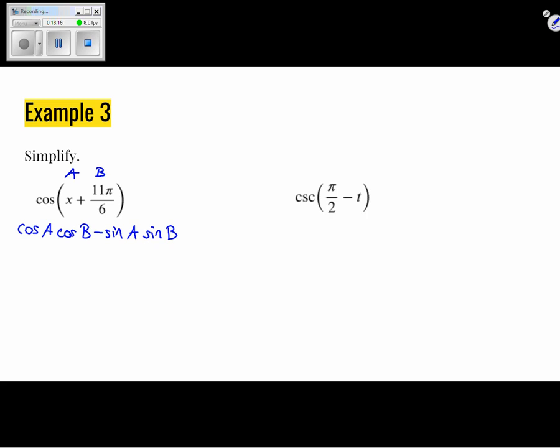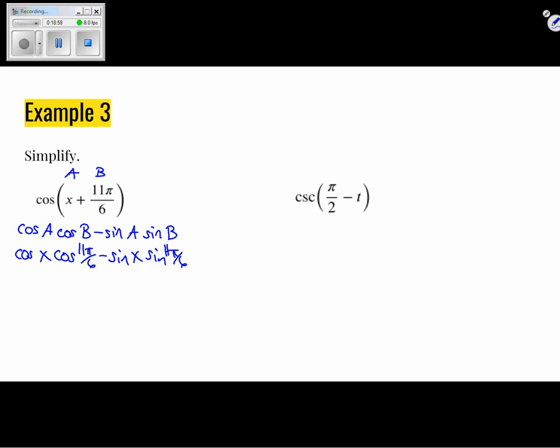Now, these aren't going to be that bad. These aren't going to clean up a lot, but I like them because we're getting into some of our values. Cosine of A is simply cosine of X. I'm just going to plug in my A and B like I did on Friday with the notes. What's in the B position? 11 pi over 6. And then sine of A is sine of X, and sine of B would be sine of 11 pi over 6.